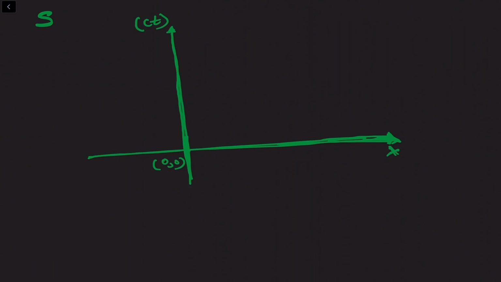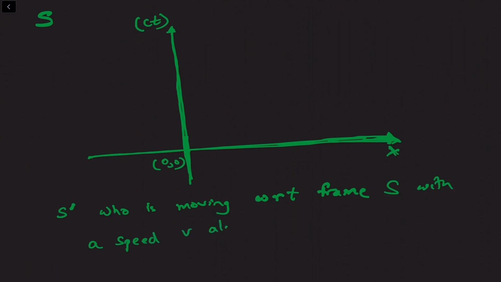Now, let's imagine that we have a second observer in a frame S prime who is moving with respect to frame S with a speed v along the x-axis.